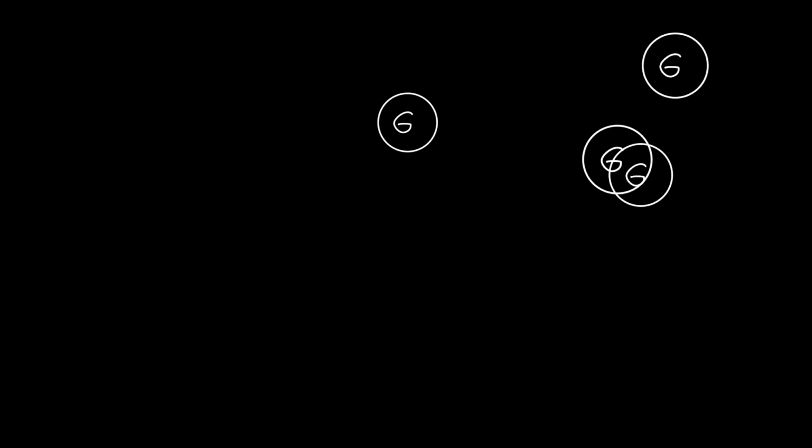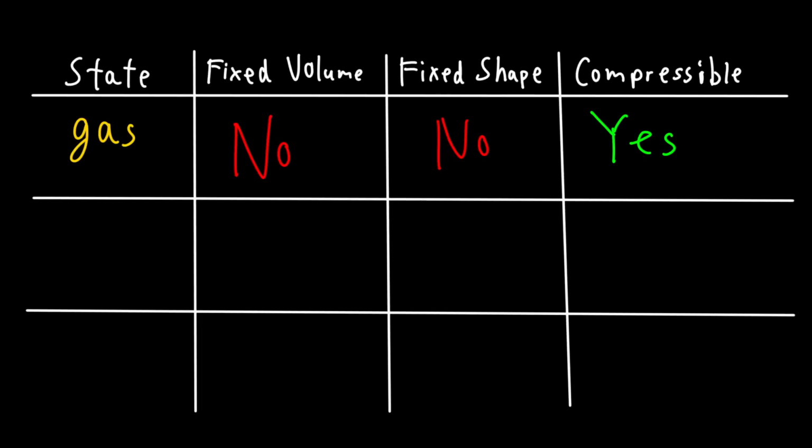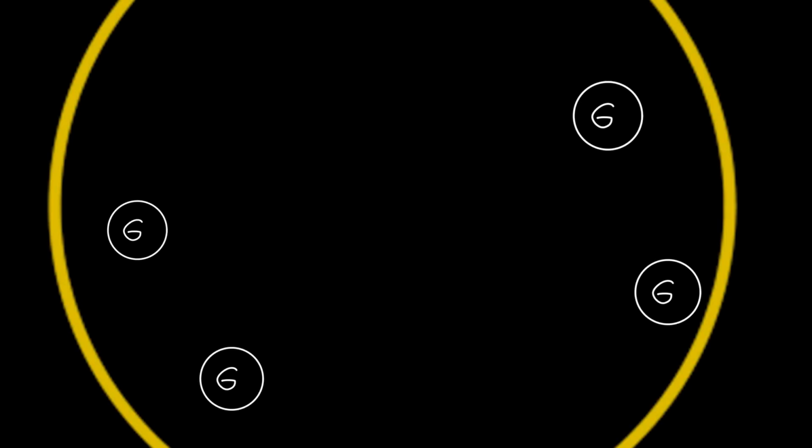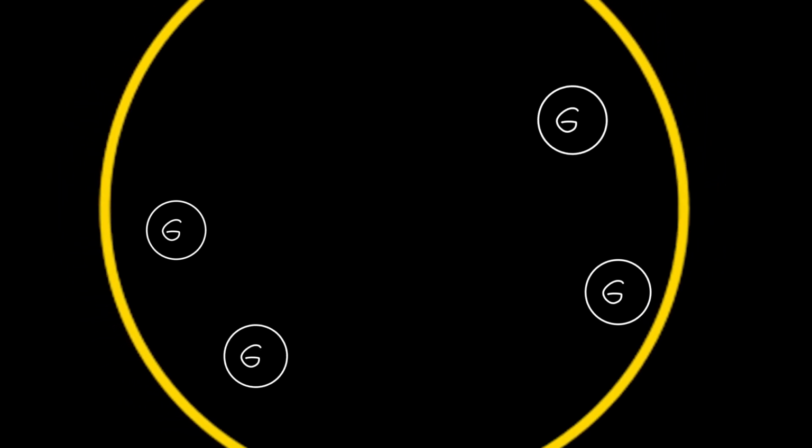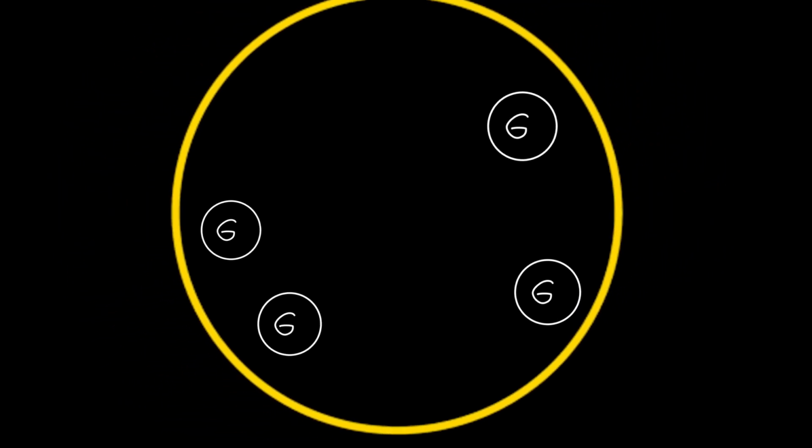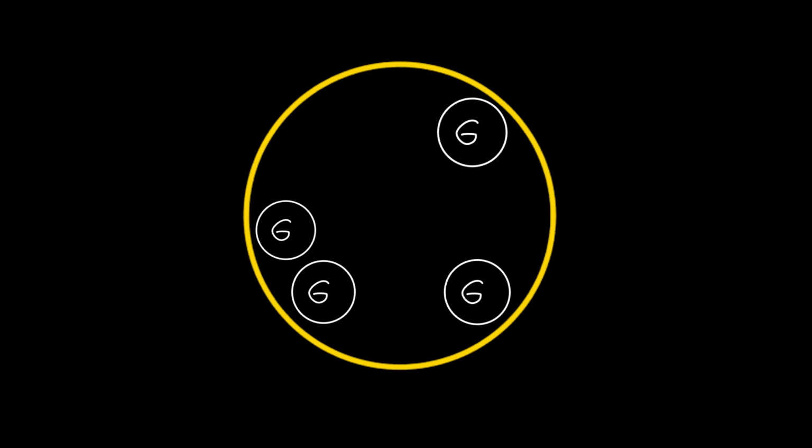Let's start with gases. Gas molecules are spread far apart and they move really fast. They like to bump into each other and other objects. This means that gases don't have a fixed volume or shape, and they can be compressed and expanded. Because there's so much space, we can compress the gas by squeezing the molecules closer together because there's more than enough room to do that.